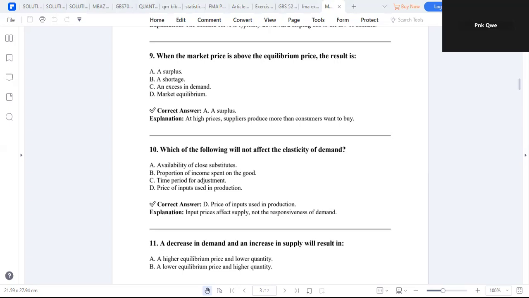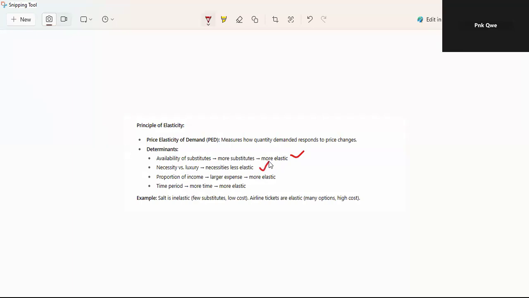These are determinants of elasticity. They are very important to know. Number one, how many substitutes you have: the more substitutes, the more elastic. Number two, whether it is a necessity or a luxury. Necessities are usually less elastic, whereas luxuries are more elastic. Then the proportion of income: if you have a larger expense, you become more sensitive to spend. And time period: if it's short, you are inelastic; if it's long, you are elastic.